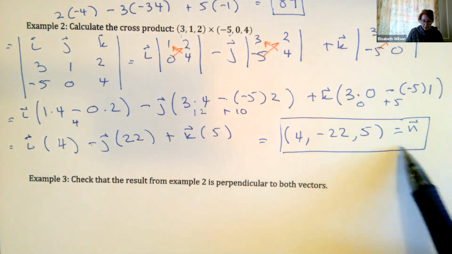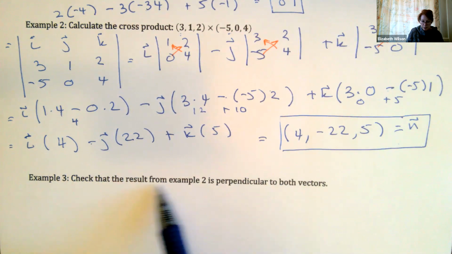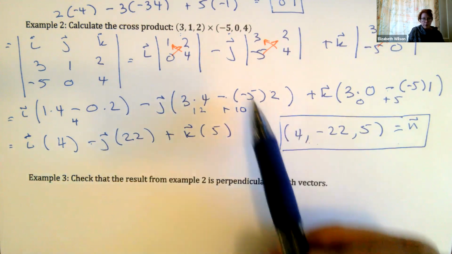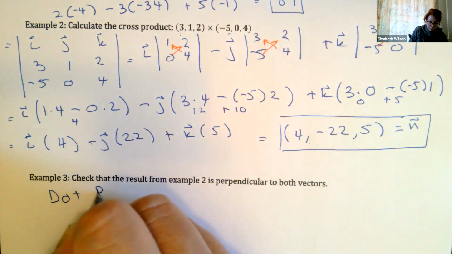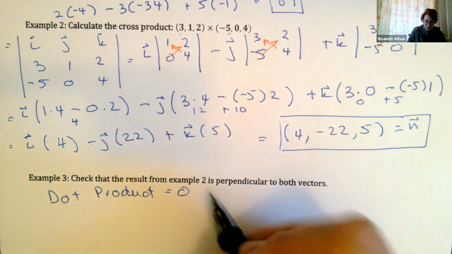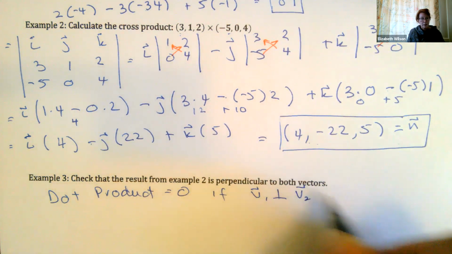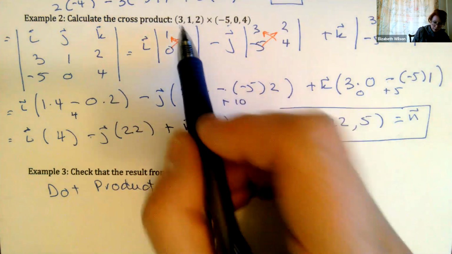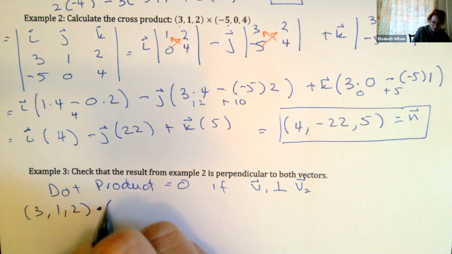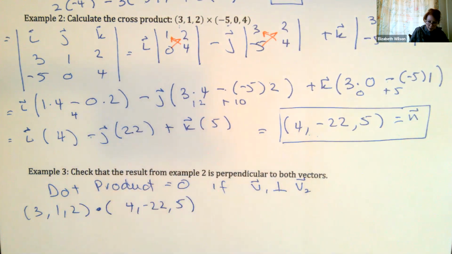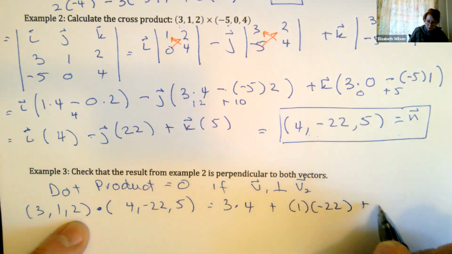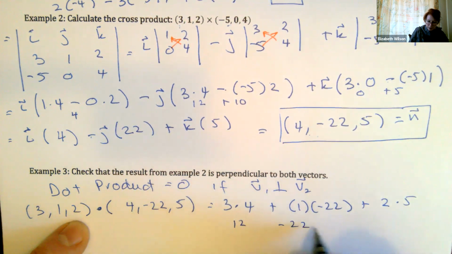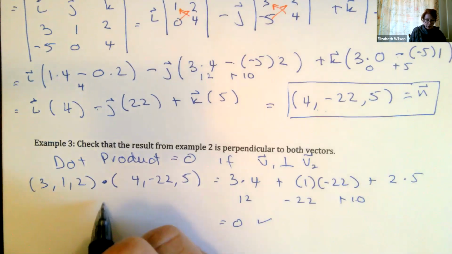You shouldn't take my word for it that it's normal. Example 3 says, check to make sure that this normal vector is really normal to both of these. Well, what's our method for checking to see if something's perpendicular? It's our dot product. We expect our dot product to equal 0 if the two vectors are perpendicular to each other. Okay, so let's try it. So I'll take this first one. Now with the dot product, the order doesn't matter. Okay, so my dot product, so 3 times 4 plus 1 times minus 22 plus 2 times 5. So this is 12 minus 22 plus 10. Positive 22 minus 22 is equal to 0. Check.